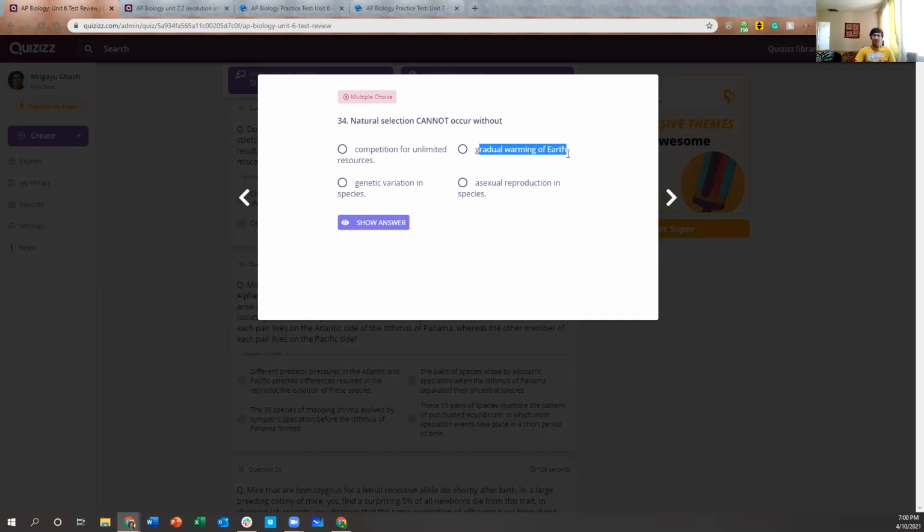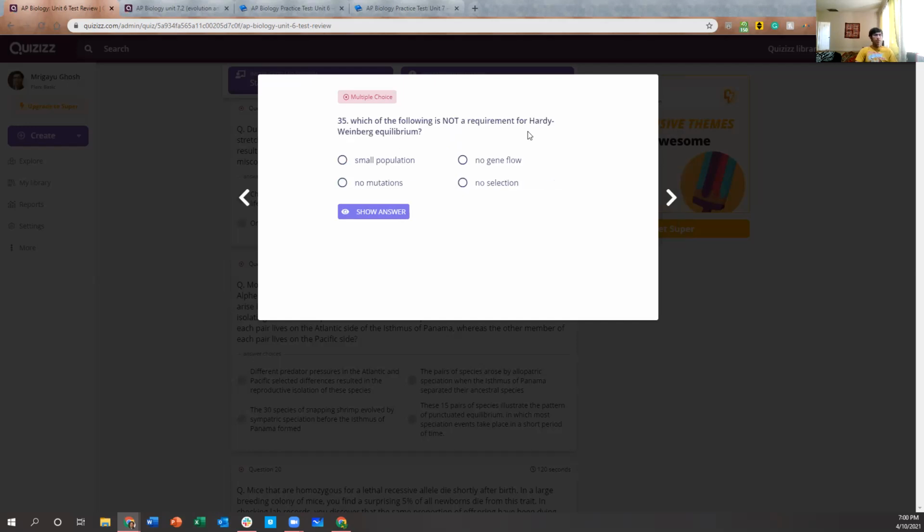Gradual warming of the earth. I'm not sure what that has to do with natural selection here. Asexual reproduction in species. That doesn't really make sense. Genetic variation. We talked about how genetic variation is kind of the basis for natural selection. So that's the right answer.